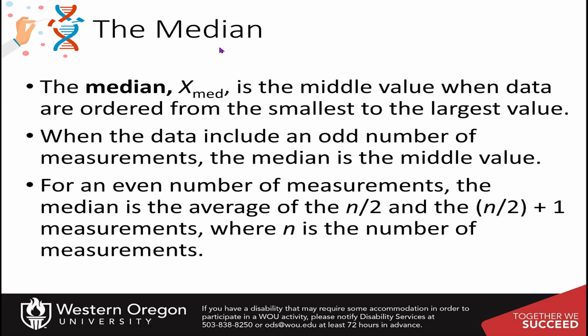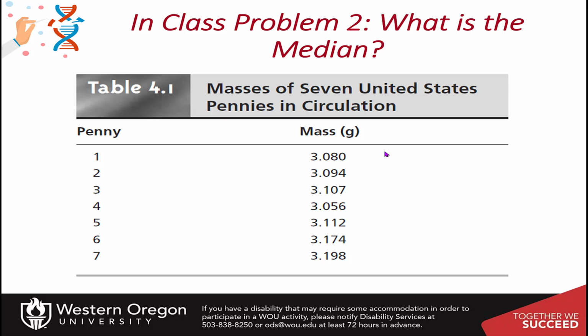The next one is the median. The median is the middle value where the data are ordered from the smallest to the largest. So that's what we'd have to do with this data set. So when the data includes an odd number of measurements, the median is going to be the middle value. If we have an even number of measurements, we take the 2 in the center, add them together, and divide by 2. So here, what is the median?